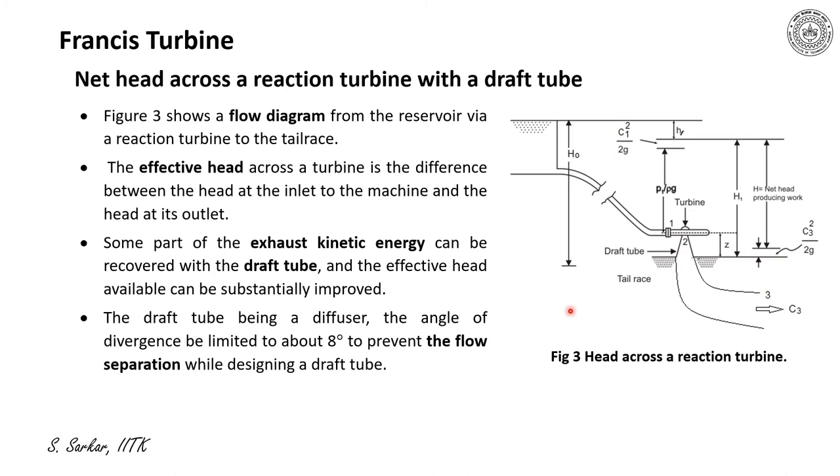What I have illustrated here, I have indicated a penstock which is connected to the turbine, and the turbine in turn is connected to the draft tube. Therefore, finally, water is being discharged via the draft tube that reduces the kinetic energy of water from the outlet of the turbine. Thus, the draft tube is a diffuser.